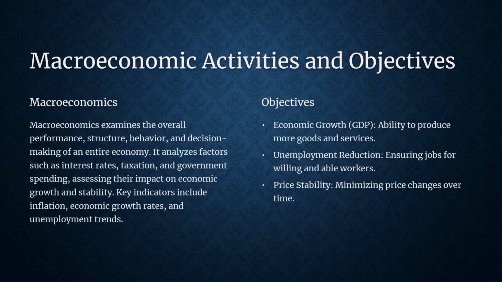Macroeconomic activities and objectives. So, if I focus on the macroeconomics part, macroeconomics examines the overall performance, structure, behavior, and decision making of an entire economy. It analyzes factors such as interest rates, taxation, and government spending, assessing their impact on economic growth and stability. Key indicators include inflation, economic growth rates, and unemployment trends. If I say the objectives of macroeconomics, they are GDP, unemployment reduction, and price stability. These are the main objectives of macroeconomics.